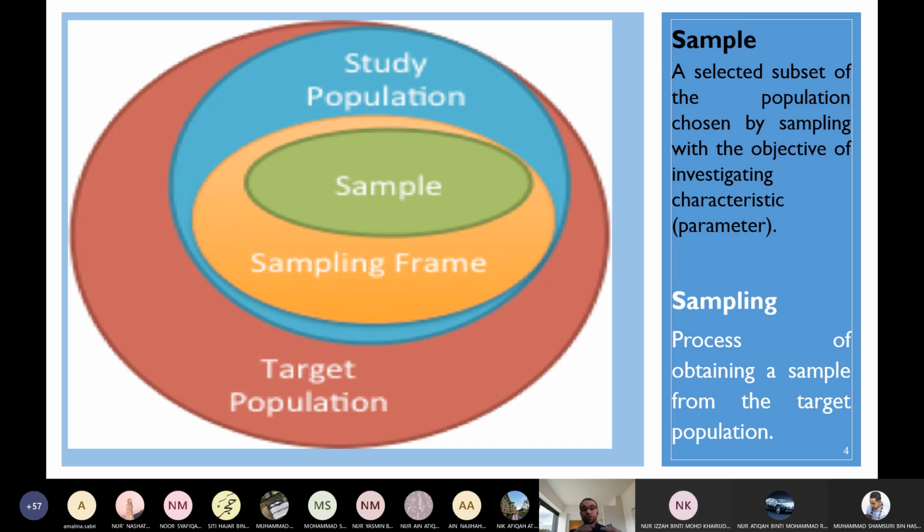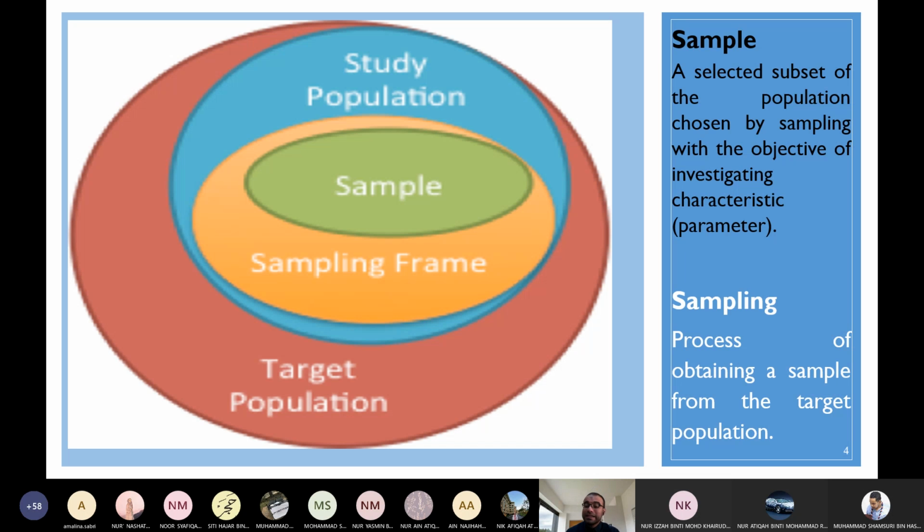So we have a target population, which is very general, and a study population that may be a closer circle of the participants or individuals that initially will be eligible. We have the sampling frame, the list of individuals that we can access and approach to invite them to participate in our study. And later, of course, we have the small circle representing the sample, the final individuals selected to participate.